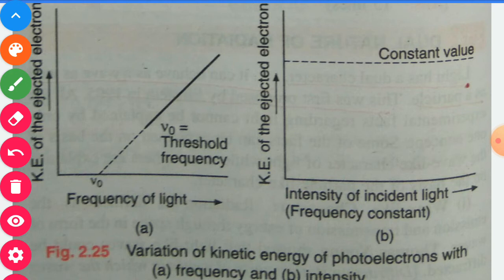In figure B, that is in this figure, the intensity of incident light is taken on the x-axis and the kinetic energy of the ejected electron on the y-axis. So these two figures relate to the photoelectric effect, showing frequency relative to the threshold frequency as well as intensity of light versus kinetic energy of the ejected electron.